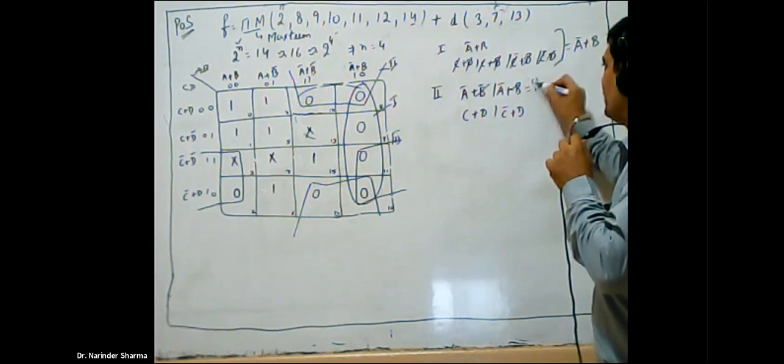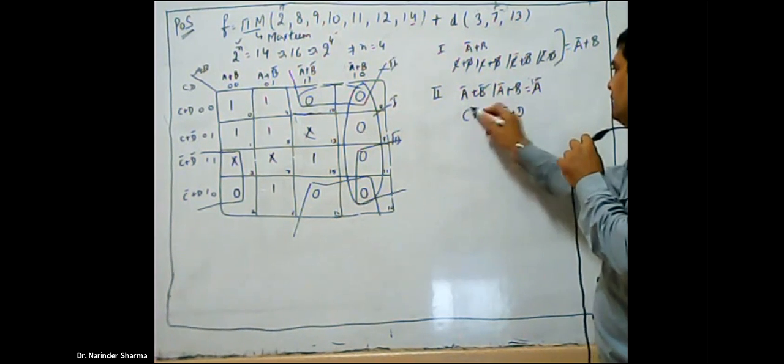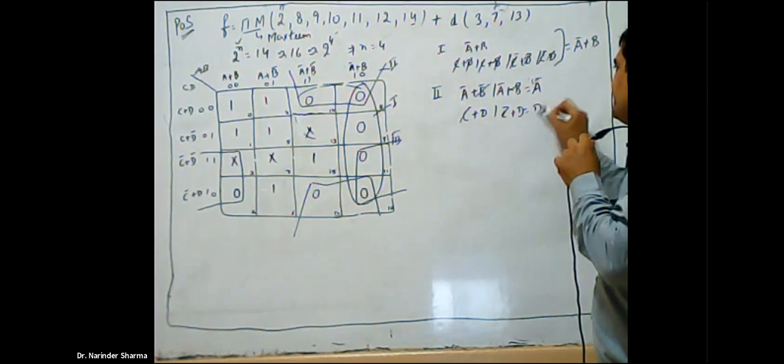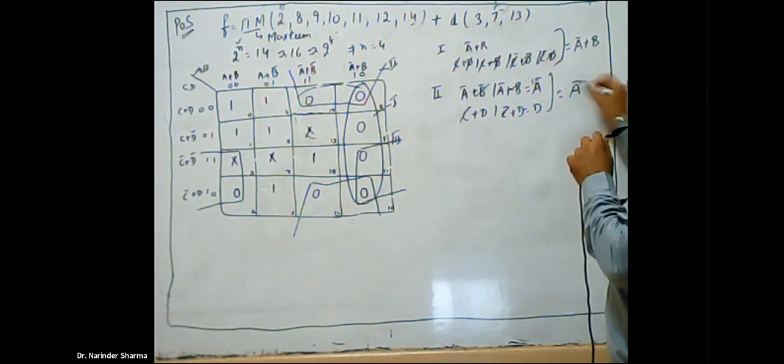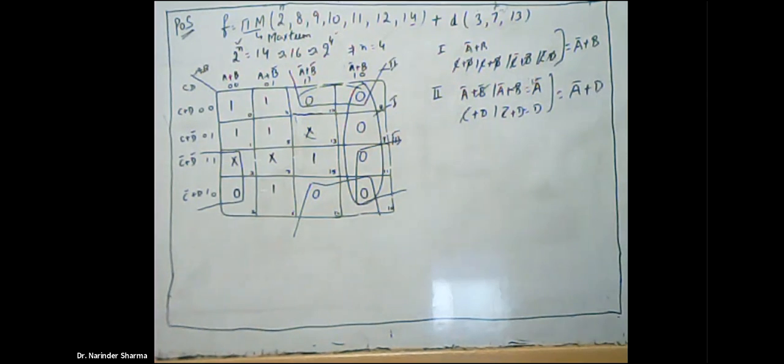B bar, here you will get A bar. Here you will get D. And its result will be A bar plus D.